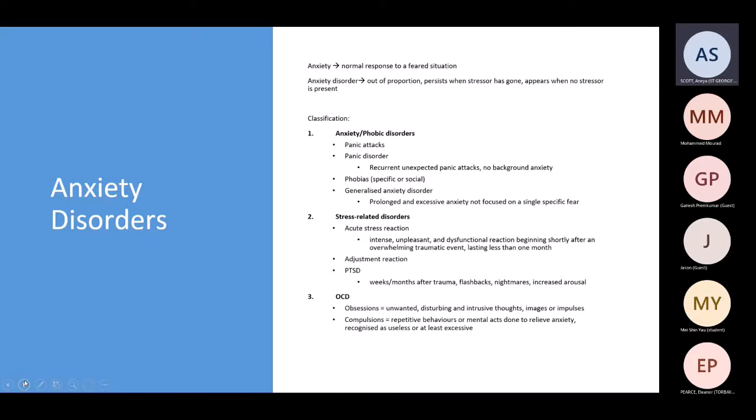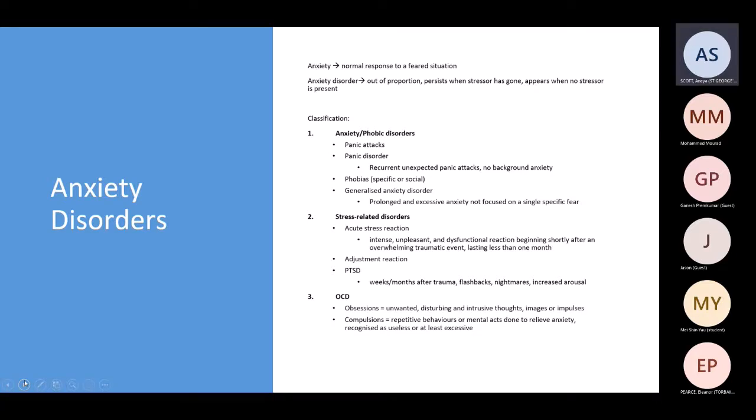And then your second category is your stress-related disorders. You can have an acute stress reaction, which is an intense, unpleasant, dysfunctional reaction shortly after a traumatic event that lasts less than a month. You can have an adjustment reaction when you're going through a big life change and it's stressful. And you can have PTSD, where weeks or months after a traumatic episode, you're still having flashbacks, nightmares, and increased arousal.